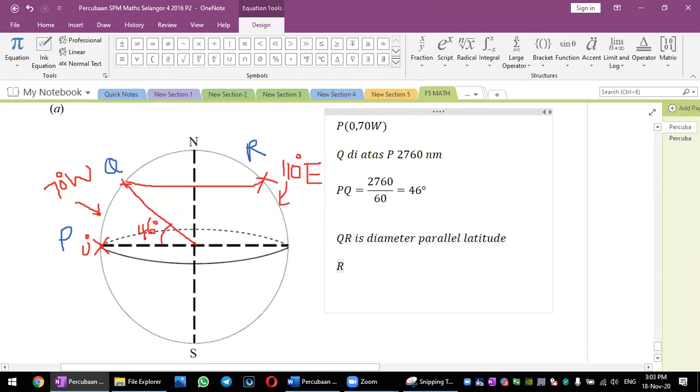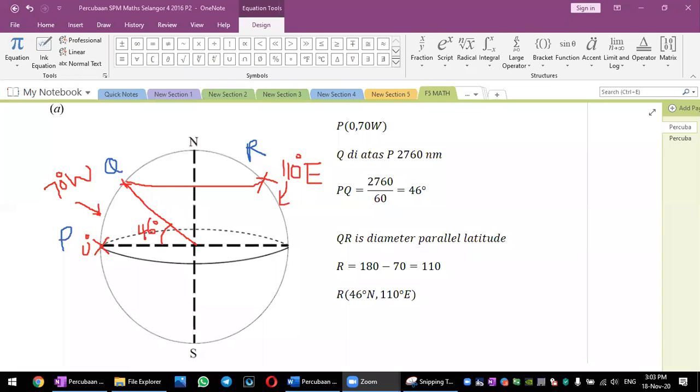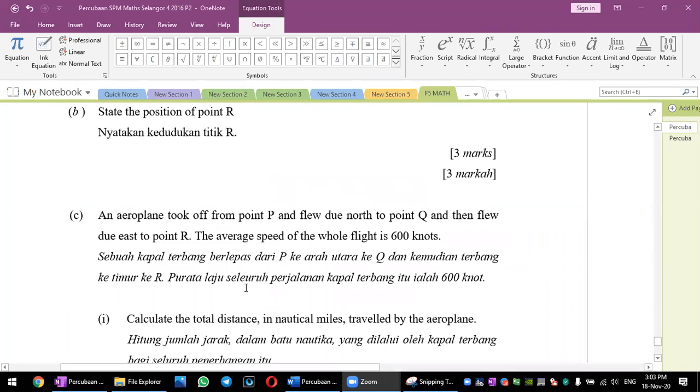Better you show the working. How you get 110? 180 minus 70. So you get 110. So coordinate R actually is 46 degree north, utara, and then 110 degree east, 110 timur. 46 utara, 110 timur. Just state only. Okay, after that, they ask you to do what?